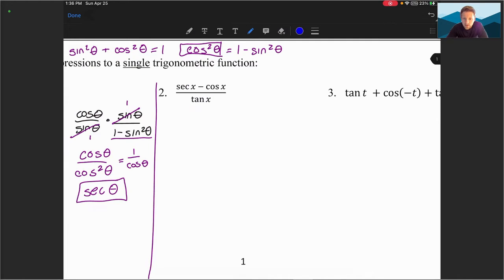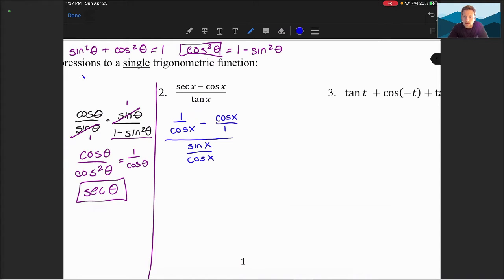So I have the secant x minus the cosine x, and then divide by tangent of x. So let's start by getting this in terms of sines and cosines and then working it from there. So the secant function we know is going to be 1 over the cosine of x minus, we already have cosine of x, really over 1, we can write it as a fraction. And then we'll divide all that by the tangent function, which we know is sine x over cosine x.